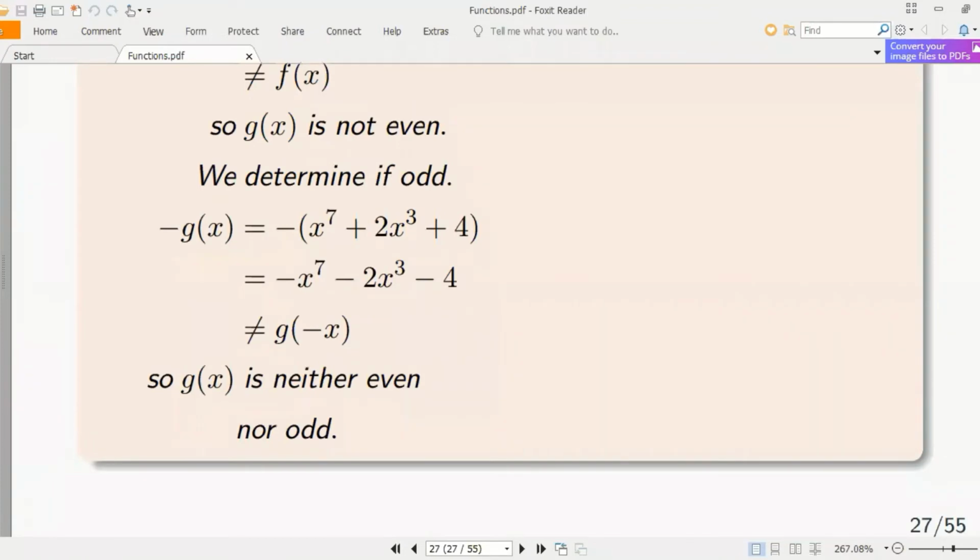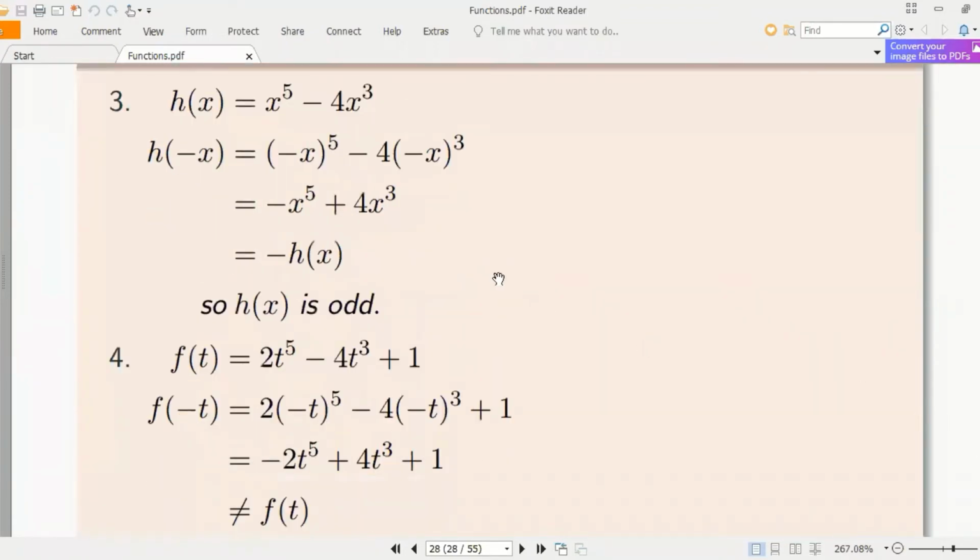Let's look at another example, then I leave you to do the rest. It was h of x. H of x is this. I just want to see whether it's even or odd. I first of all get h of negative x. That means it will be negative x raised to 5 minus 4 times negative x raised to 3. What I know is that a negative raised to an odd number is negative, and that negative times this will be positive.